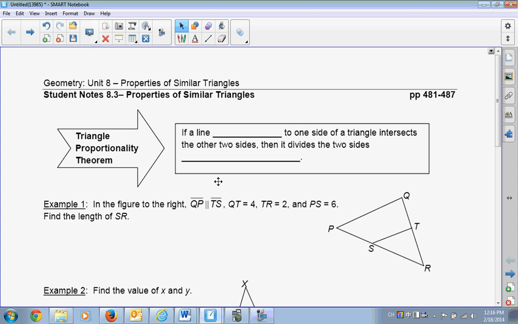Hey everyone. Okay, we're going to start today's lesson. It's called Properties of Similar Triangles.